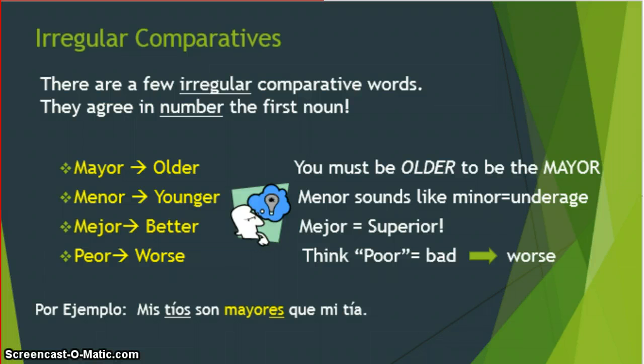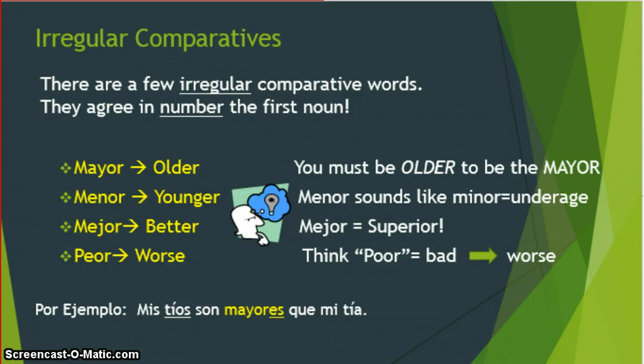So we got several words here. We got 3 different ones that are 5-letter words that start with M. So I have some strategies to help you remember these. The word for mayor is the word for older. So I could say, mis hermanos son mayores que yo. So I would say mayor because they are older. So a good way to remember this one is in order to be the mayor of a city, you have to be older. You have to have a certain age. So you must be older to be the mayor, mayor.